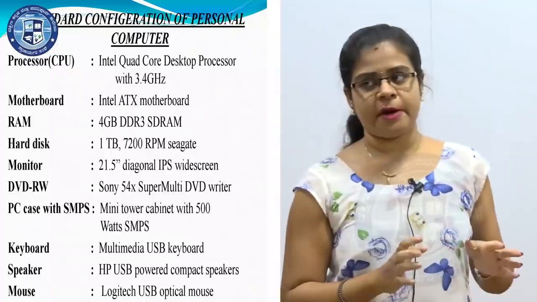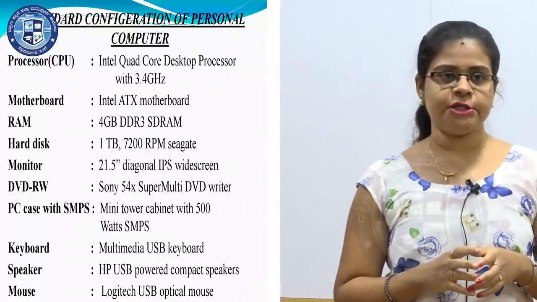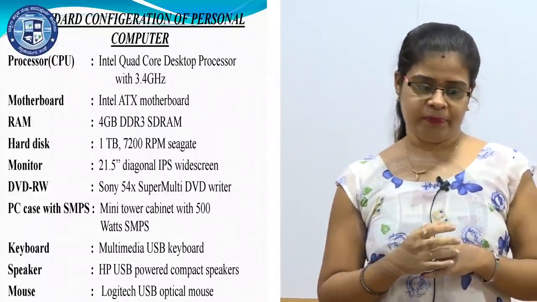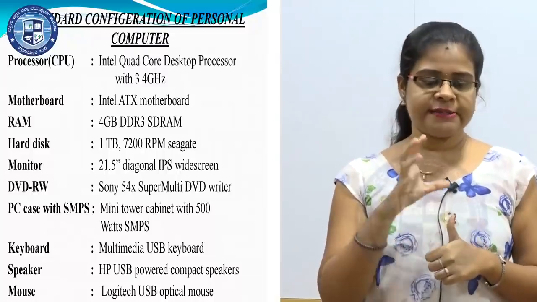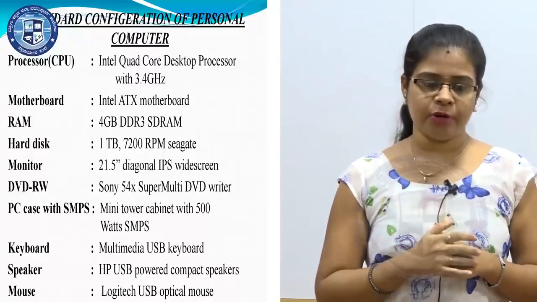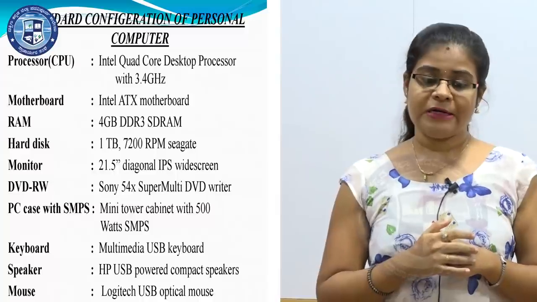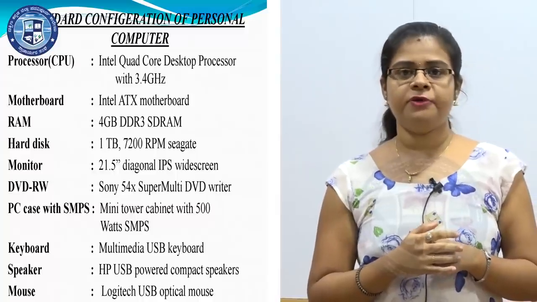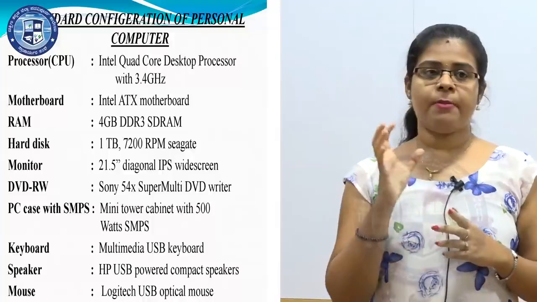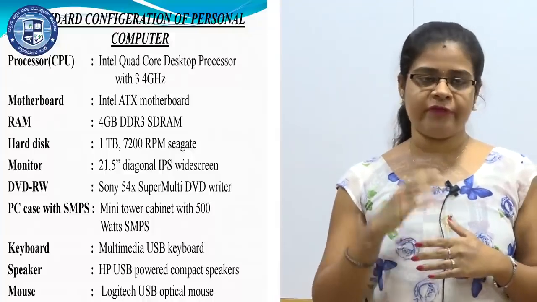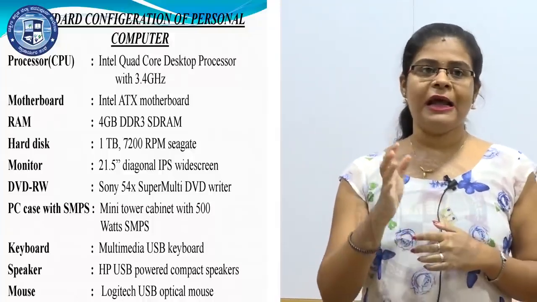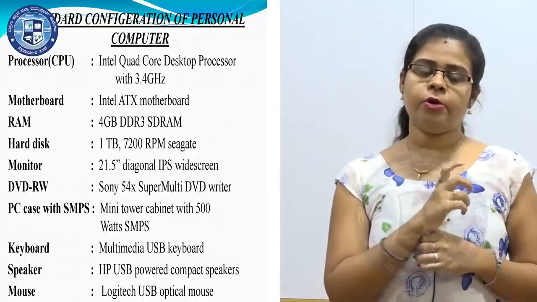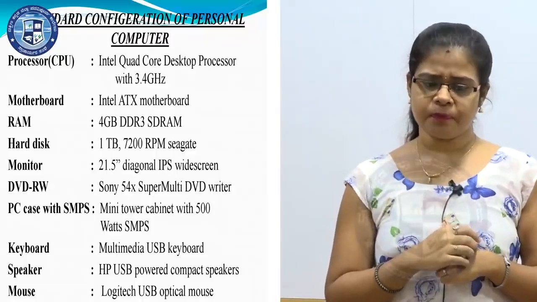The topic of this chapter is the standard configuration of a personal computer. The processor, the CPU used for the personal computer, is an Intel quad core desktop processor with 3.4 gigahertz, and the motherboard is an Intel ATX motherboard. I have told you that the ATX motherboard is the latest motherboard used.